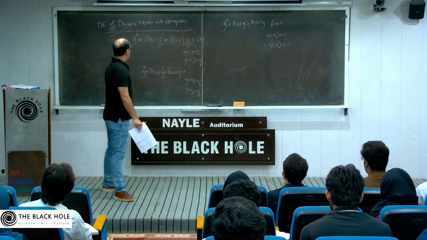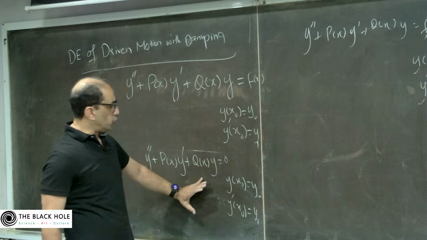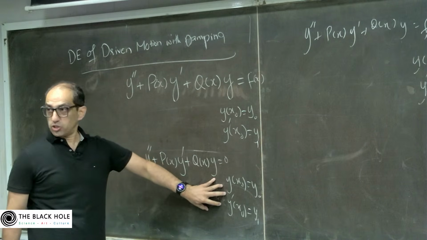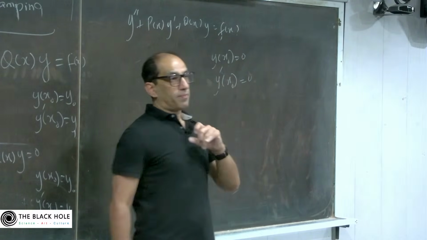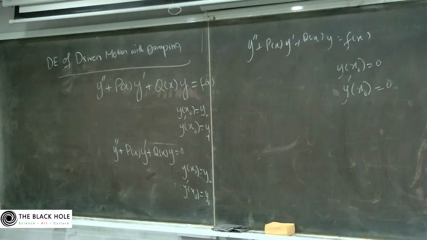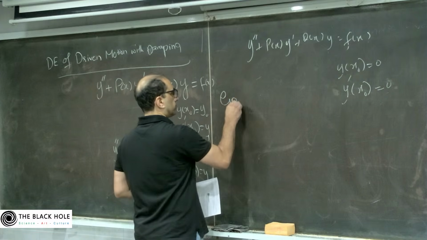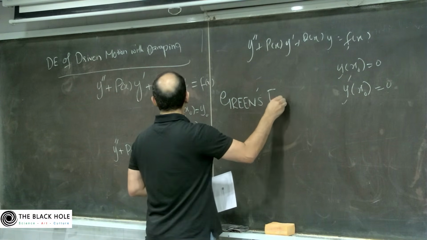So the claim is that this can be reduced to two problems. One is this homogeneous differential equation with this initial value, and the other is the non-homogeneous equation with these initial values, which are homogeneous, both going to 0. Okay, so Green's function, over here as well.